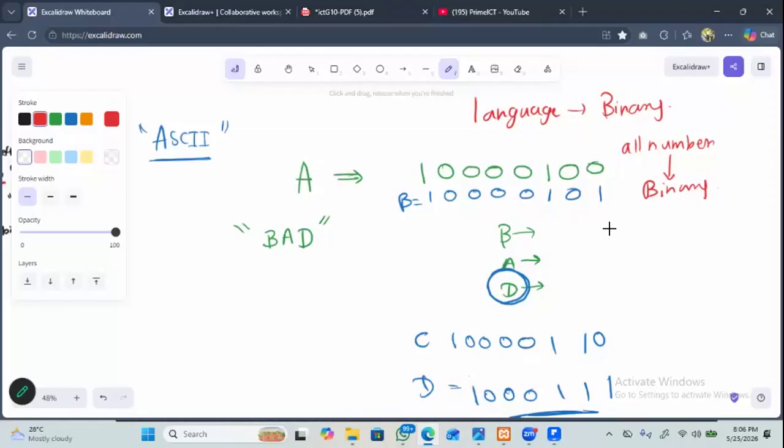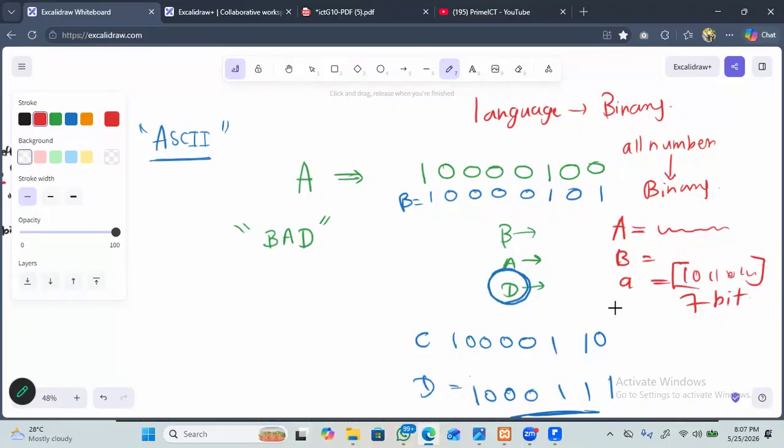So there is a chart. For capital A, this is the binary number. There is a binary number predefined. It is already there, cannot change. B has another number, A has another binary number, something like this. Like that, there are 7-bit binary numbers for each and every letter.